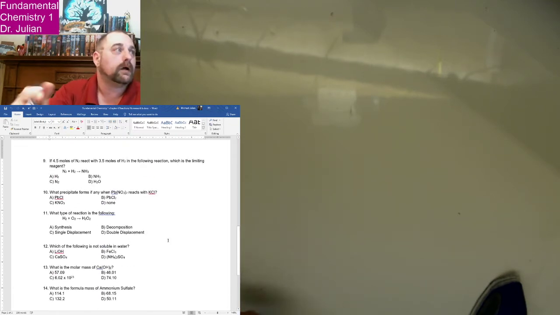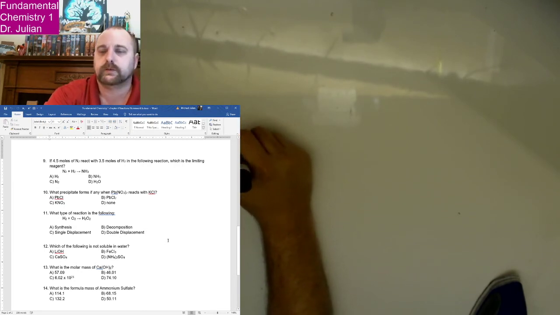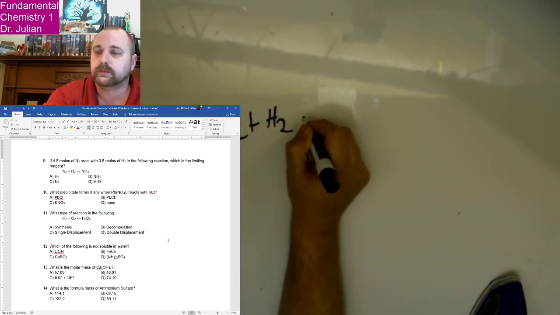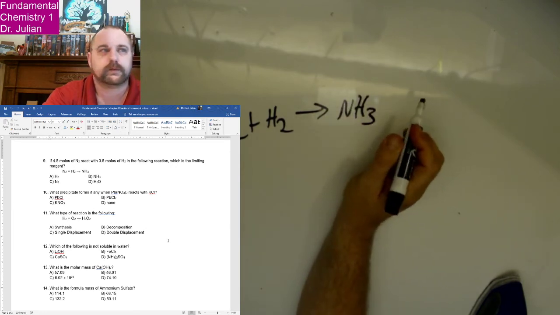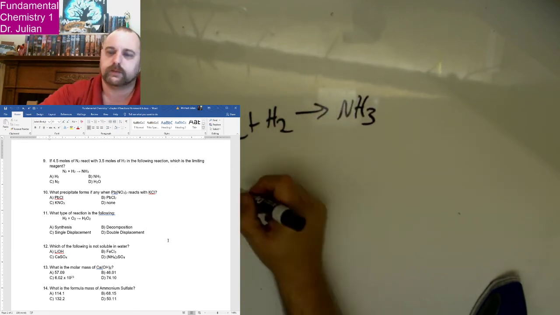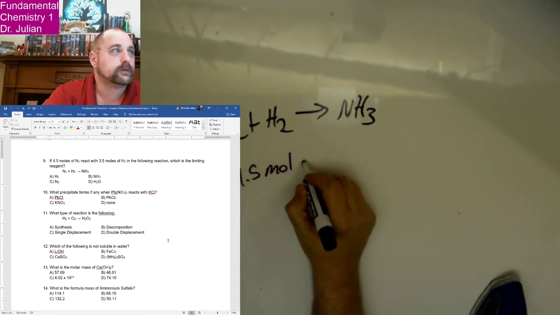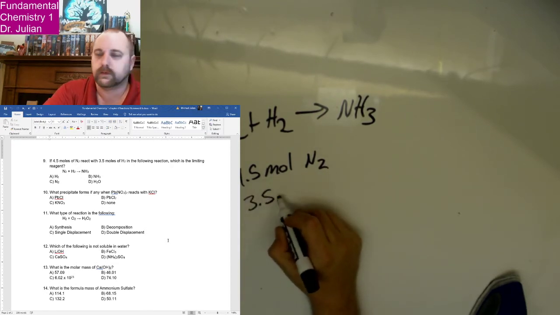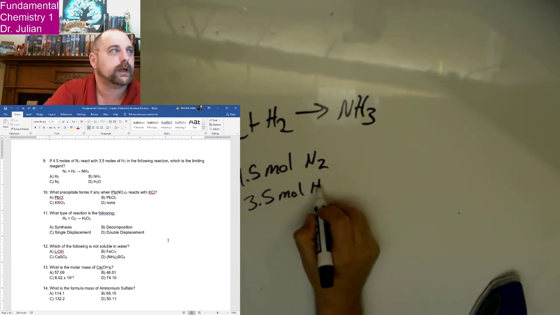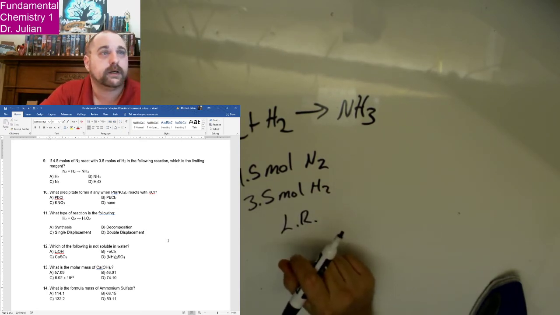All right. Number 9. If 4.5 moles of N2, so let's get our reaction here. N2 plus H2 goes to NH3. And that's not balanced. Okay, so what did they give me? They gave me 4.5 moles of N2, and 3.5 moles of H2. And it wants to know, what is the limiting reagent?